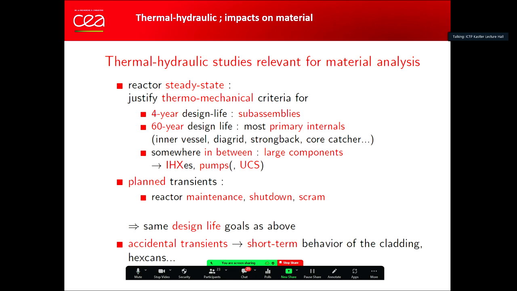We have to take into account the planned transients, like for reactor maintenance, shutdown, scram. Same design life goals as above, taking into account the planned transients. Accidental transients, short-term behavior of the cladding, and so on. So there are many issues, and thermohydraulics is an important environmental factor.